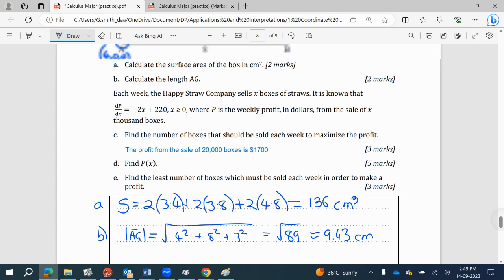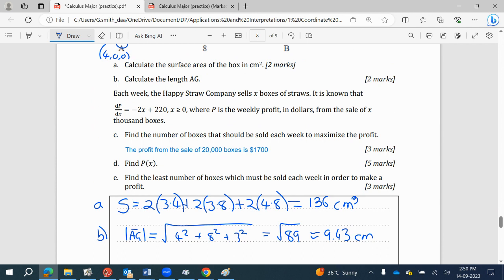Okay, so that was that topic. C, find the number of... all right, let me read the bit. Each week, the Happy Company sells x boxes of straw. It is known that dP/dx is equal to this, where P is the weekly profit in dollars from the sale of x thousand boxes. So P is our profit function. That means dP/dx is our marginal profit function, again. And we need to find the number of boxes that should be sold each week to maximize the profit.